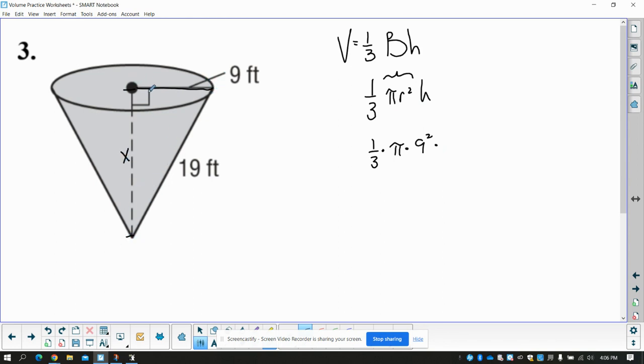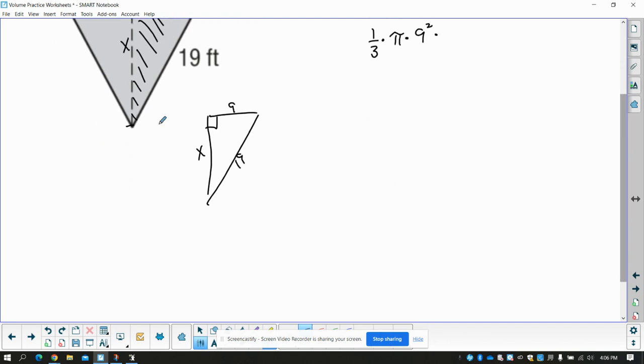If I'm looking at this triangle that's inside of here, right, we've got a triangle right there. If I look at that triangle by itself, sometimes it's easier to see what I'm dealing with. I got a 19, I got a 9, I got an x. I need to find that missing side because it represents the height of the cone. So I can do that by using the Pythagorean theorem.